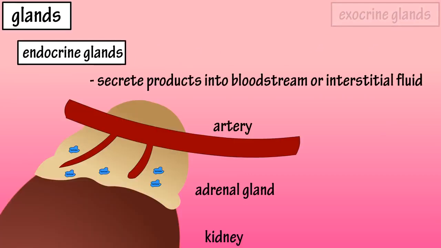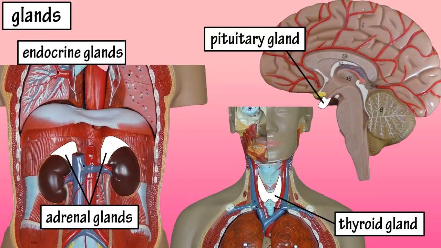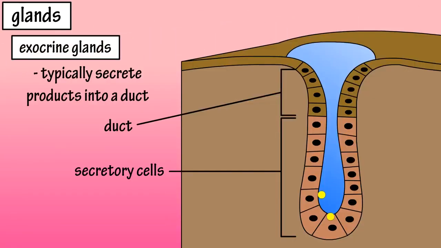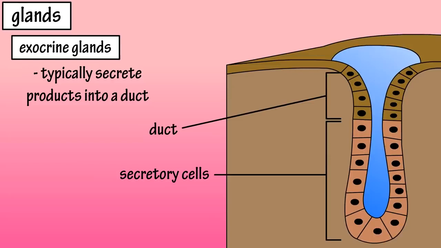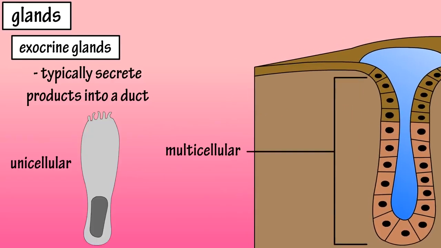Endocrine glands secrete their products, mainly hormones, directly into the bloodstream or interstitial fluid that surrounds cells. Some endocrine glands include the adrenal, thyroid, and pituitary glands. Exocrine glands typically secrete their products into a duct or onto a surface, such as the skin, but not into the bloodstream. Exocrine glands can be unicellular or multicellular.